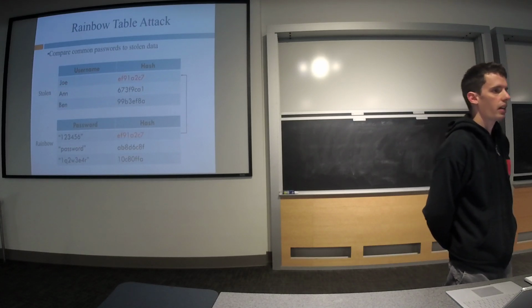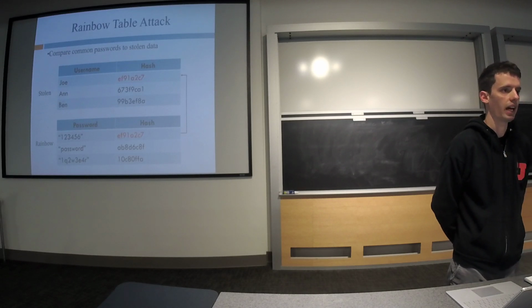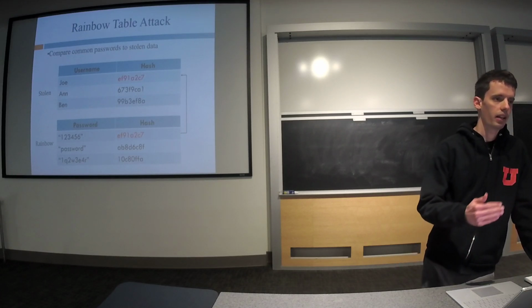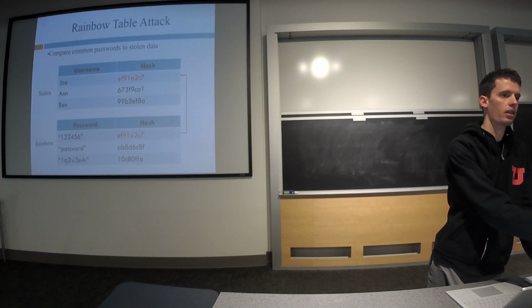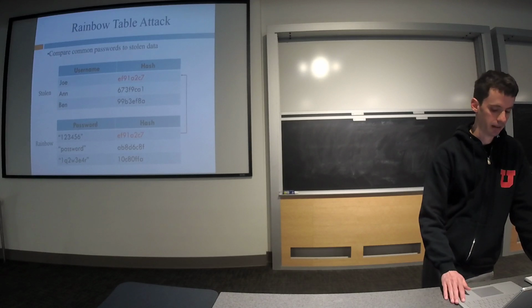So what they do is they take their rainbow table and just compare it to the stolen hashes, and once they find a match, they know your password. Okay? So that's attackers +1 in the arms race. So how do we fight back?